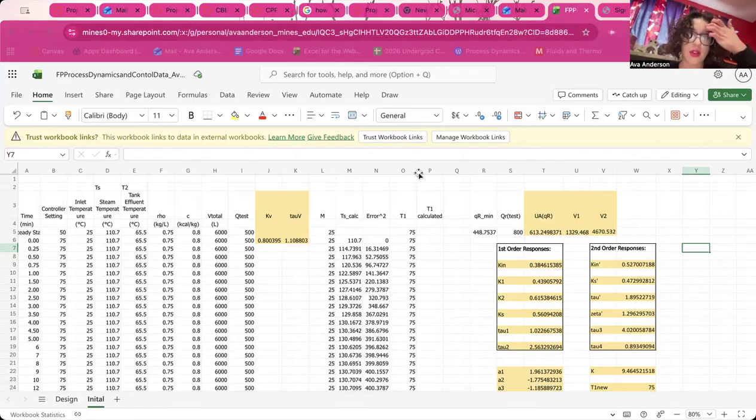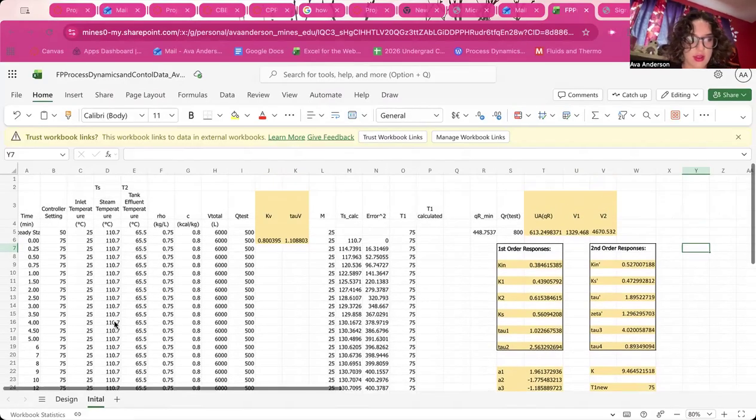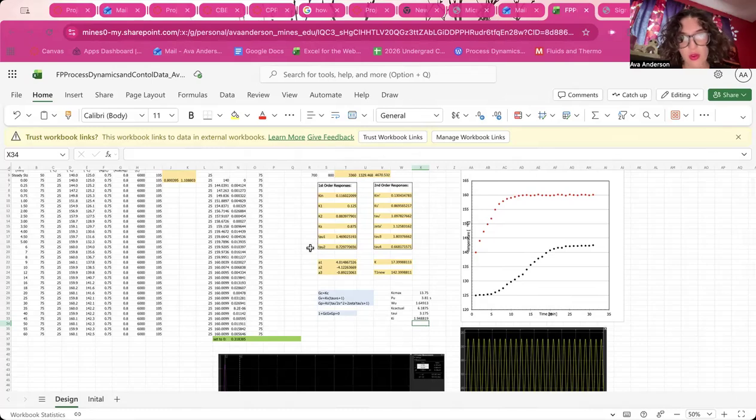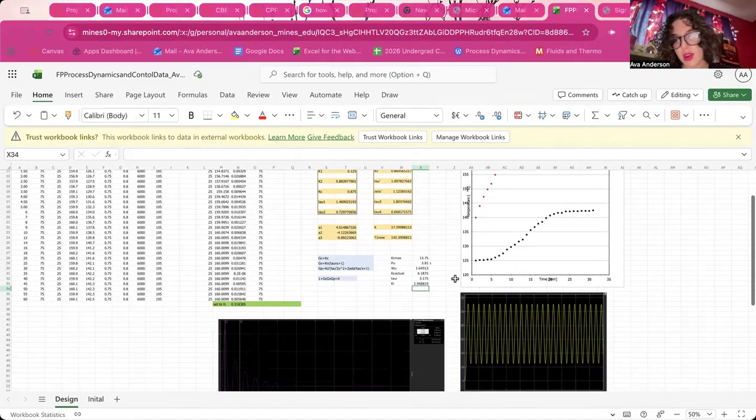These are my calculations from Simulink that I was finding for omega and KC and tau I. And these are the relationships I had to find for the gains. To look at my Excel sheet, this is the design. KV and tau V calculated here. These are my volumes and UA. These all are my first order response, second order response, and these are all of the A's and K. These A's go into calculating the new T1.